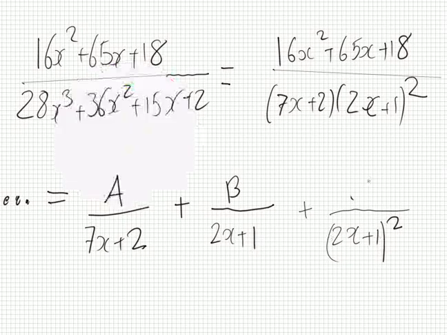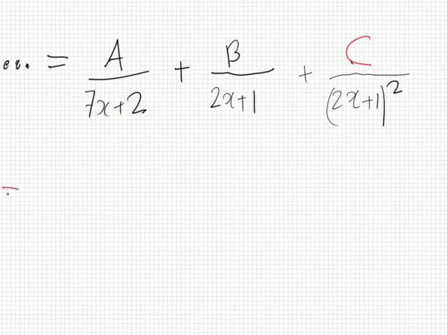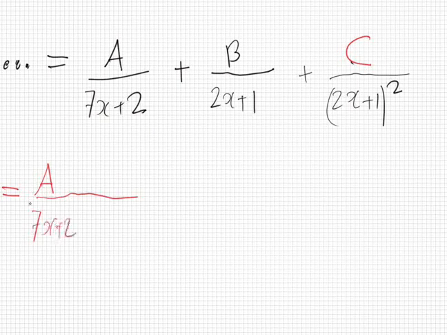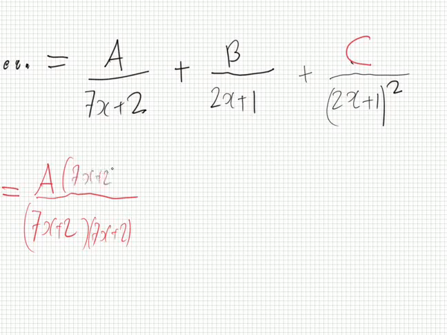For the moment, let me just put C in here. Okay. So if I want to add these together, now you don't have to write this down, this is just to convince you that it's cubic. I could change this into A over 7x plus 2. Now if I multiply the top and bottom by 7x plus 2, I get 7x plus 2. And then I multiply the top and bottom by 2x plus 1 and 2x plus 1.